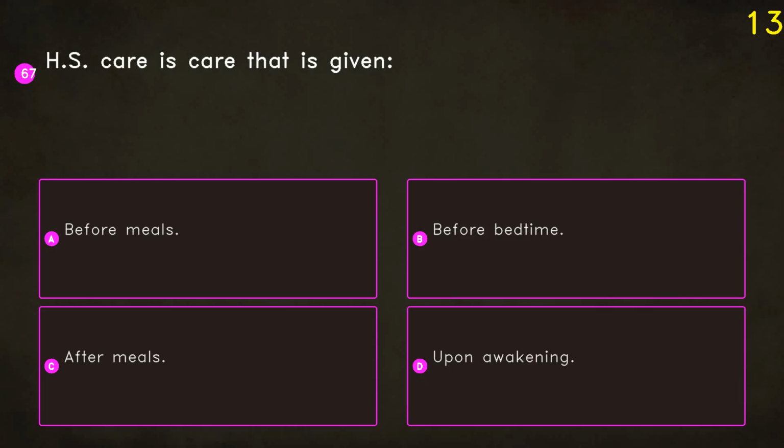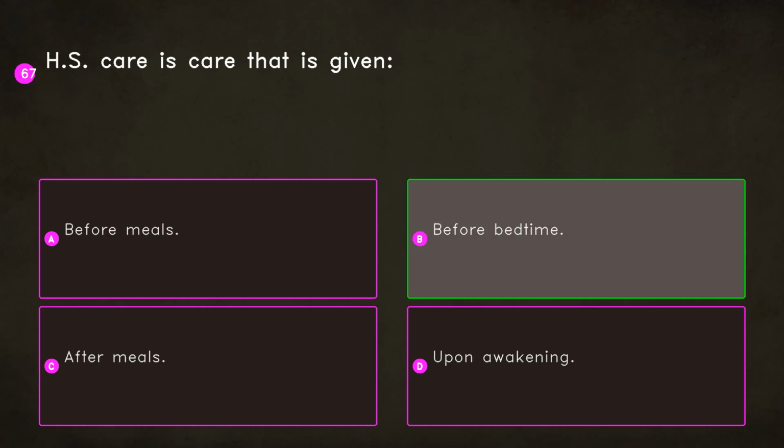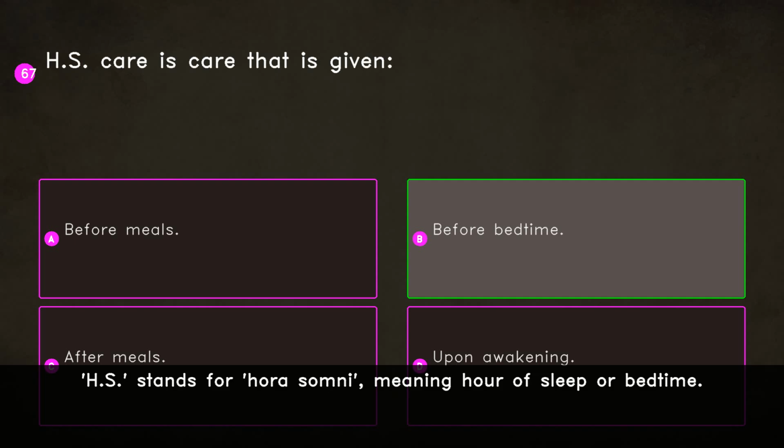Question 67. HS care is care that is given: A. before meals. B. before bedtime. C. after meals. D. upon awakening. The correct answer is before bedtime. HS stands for hora somni, meaning hour of sleep or bedtime.